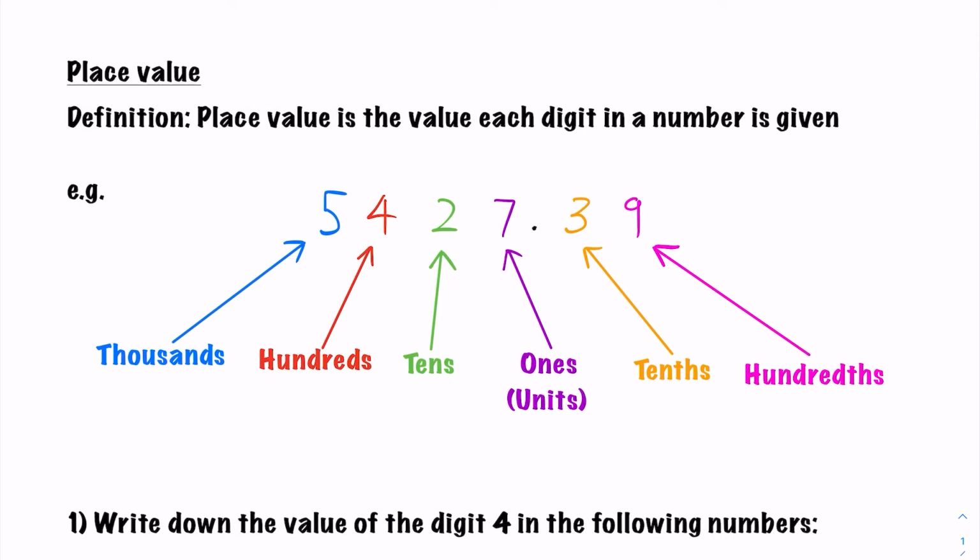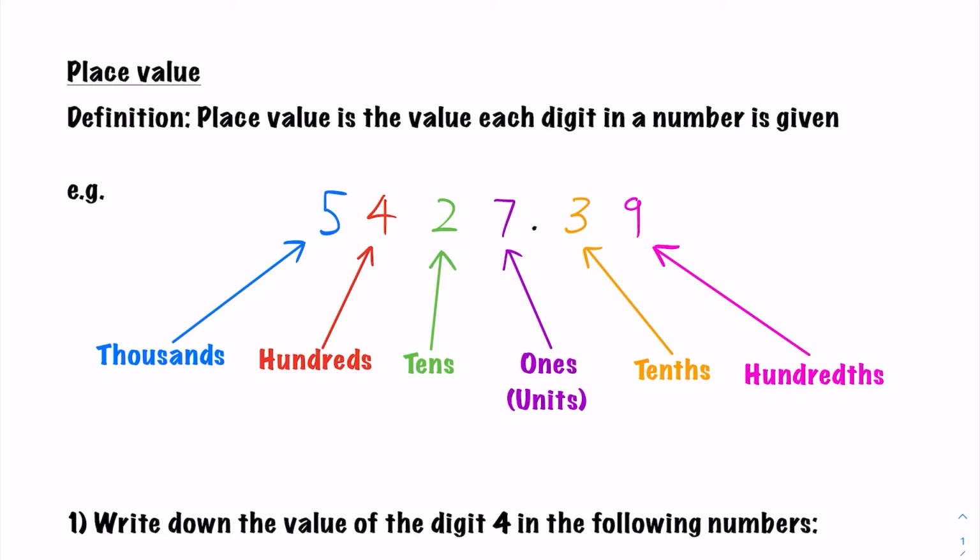For example, we've got this number here, 5,427.39. Every single digit in this number is assigned a particular value depending on its position. For example, over here in blue, the 5 is in the thousands column, so that is worth 5,000. The 4 is in the hundreds column, so that is worth 400, and so on, all the way down.